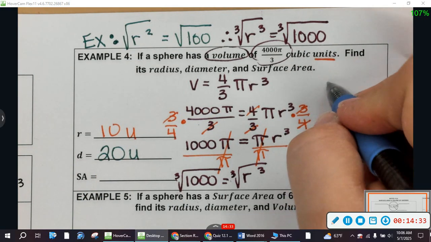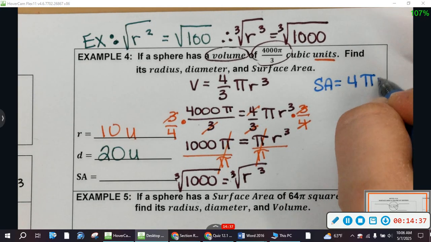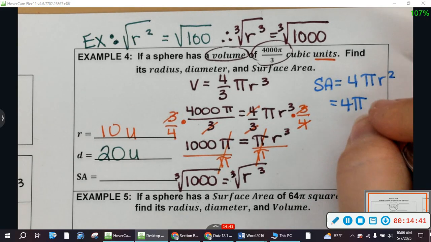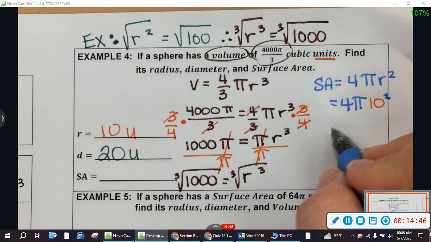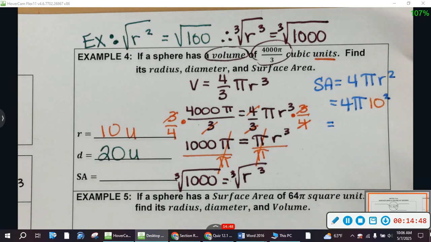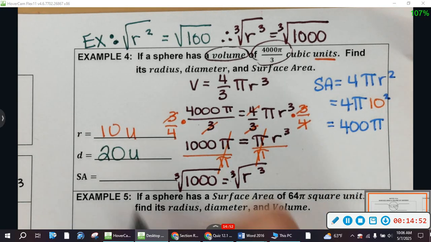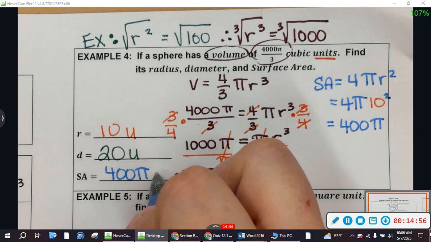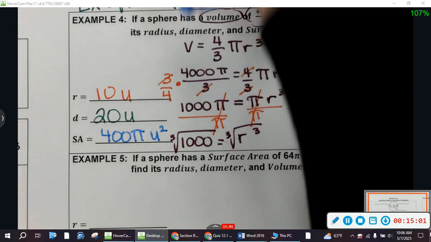And then last, they want us to find the surface area. Surface area is 4 pi r squared. We just discovered our radius is 10. 10 squared is 100. 100 times 4 is 400, and leave in terms of pi, and surface area is units squared.